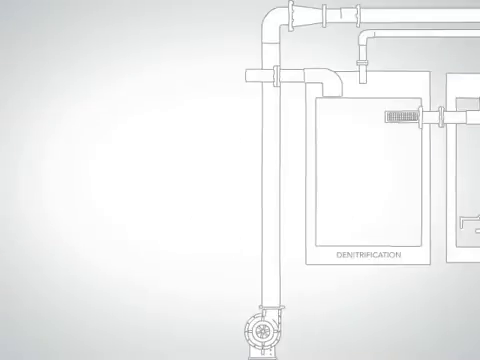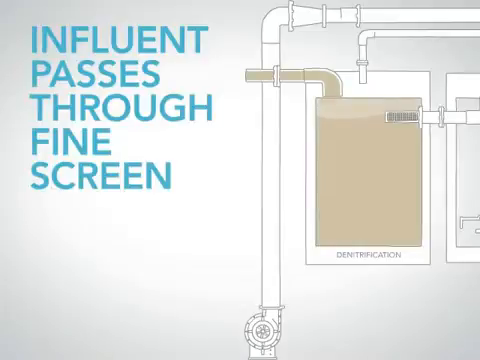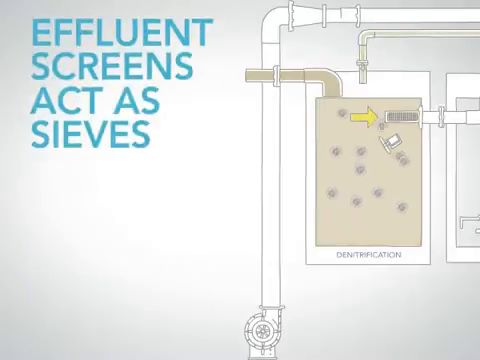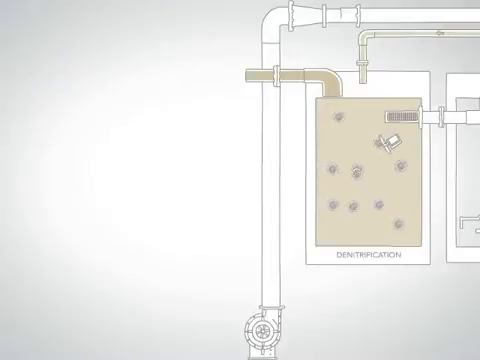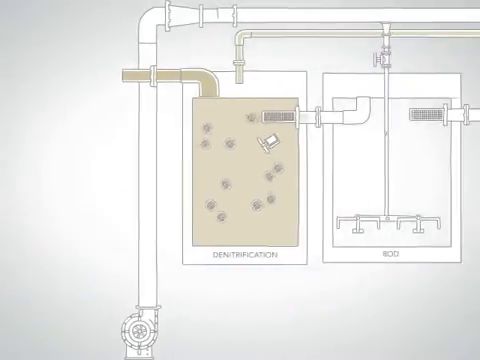To begin the MBBR process, influent from the HeadWorks passes through a fine screen and enters the treatment system. Free-flowing biocarriers are distributed throughout individual reactors, and effluent screens act as sieves to keep the biocarriers within each specific reactor. A mechanically mixed anoxic reactor combines the influent stream with a recycle stream from the nitrification reactor. At this point, nitrogen is released into the atmosphere in a process called denitrification.